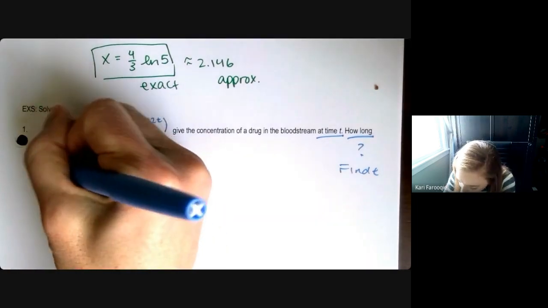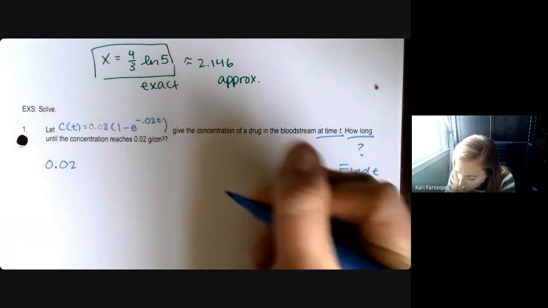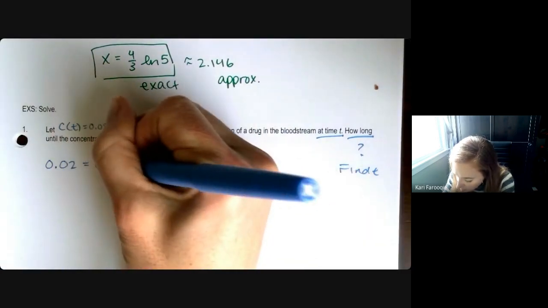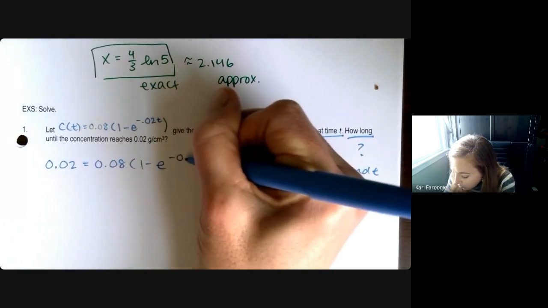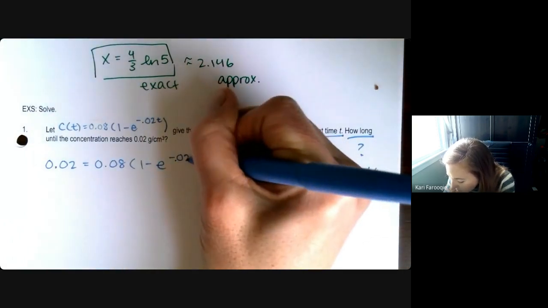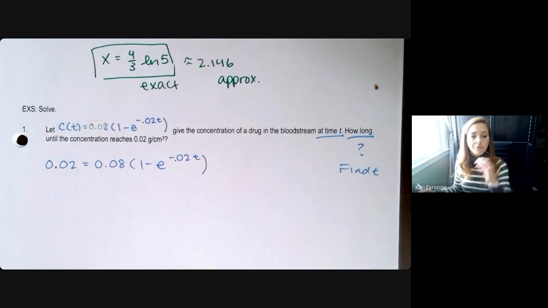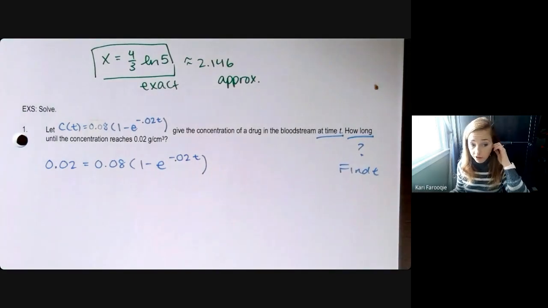So you're going to say 0.02 equals 0.08 times (1 minus e to the negative 0.02t). And we're going to solve for t.